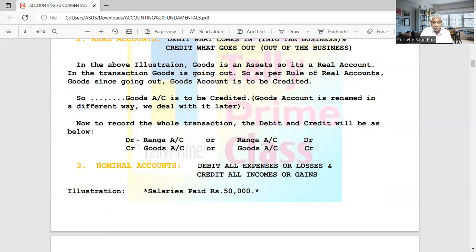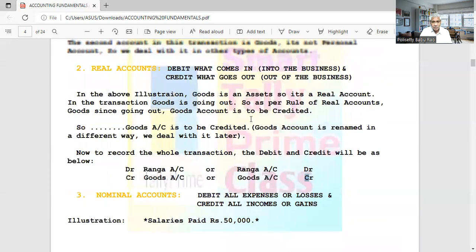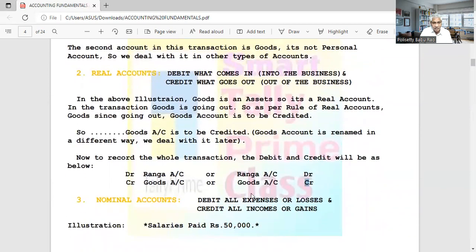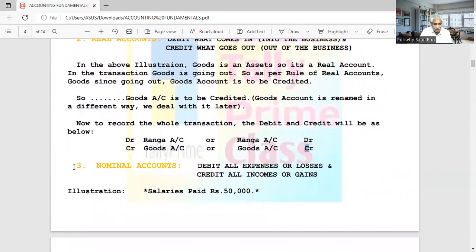See, I am not telling you how to pass in the BCom. I am training you as we require in Tally. So remember this DR, CR: debit and credit are denoted with DR and CR. This DR and CR is very much necessary while you are going into Tally. In Tally, you definitely use this DR, CR. So that's why you have to remember what is DR and what is CR. Credit is CR, debit is DR. So in this example, sold goods to Ranga means Ranga account is debited and goods account is to be credited.